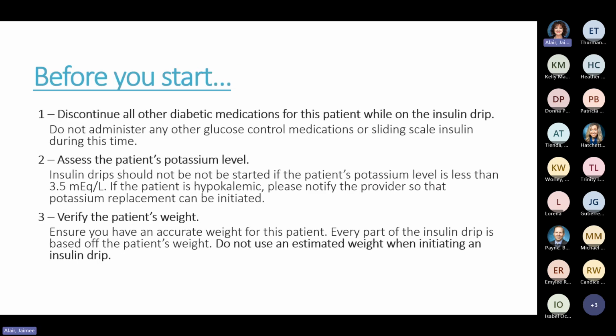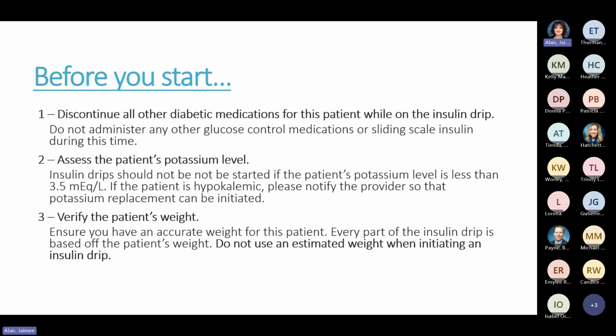Before starting these drips, we're going to discontinue all other diabetic medications. Most of the time in adult patients, they already know that they're diabetic, and so they'll have a home regimen. Whenever we're triaging the patient or assuming care as the primary nurse, we should be asking when the last time they had their medications was, or what they took prior to coming in, or what led up to them having high blood sugars.